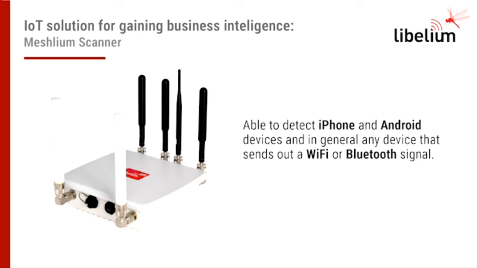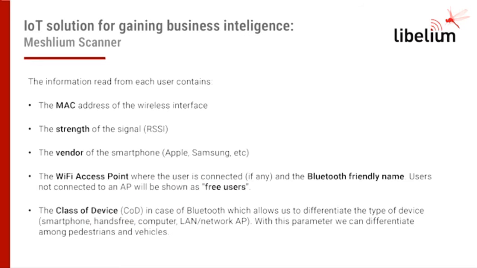So what is the information that Libelium Scanner gives us? The information we will have is the MAC address of the wireless interface. This allows us to identify the particular number that identifies a unique device. This is like a car's plate: any device has a number that is unique. So Libelium Scanner will give us this information about that smartphone or that laptop or that specific device.